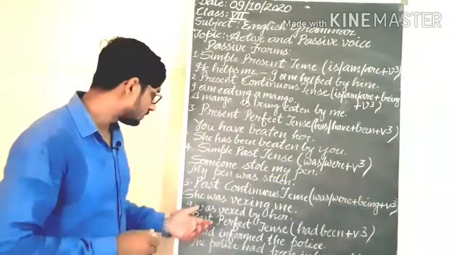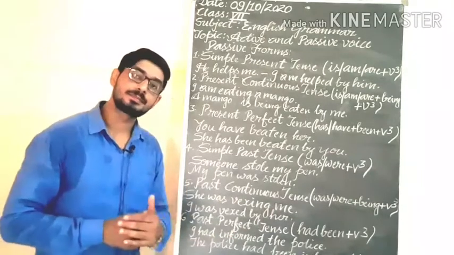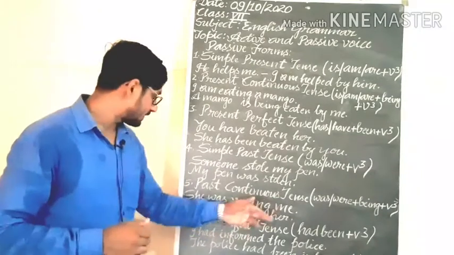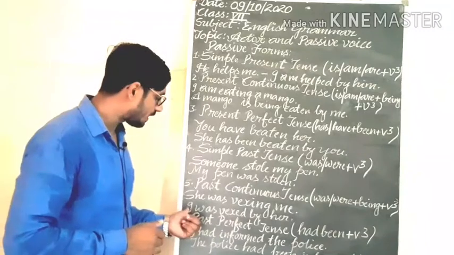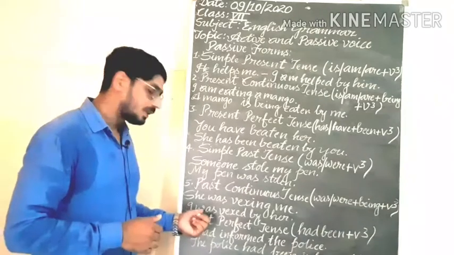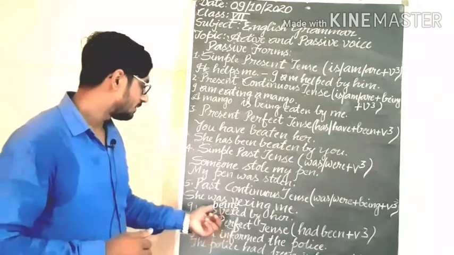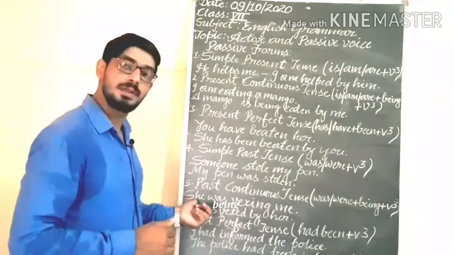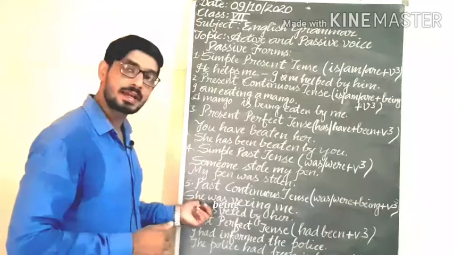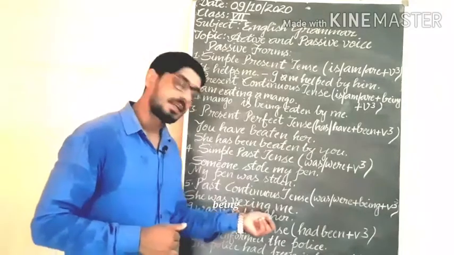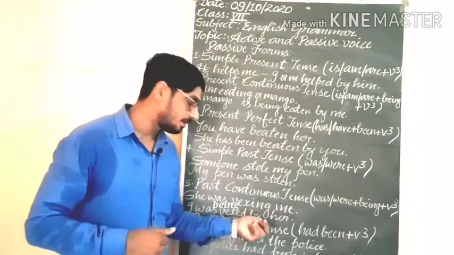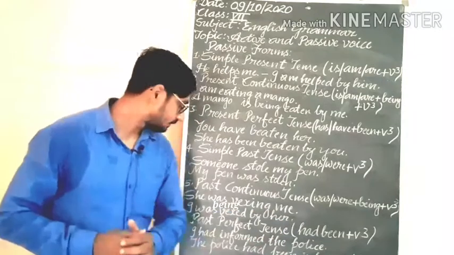Understand? So, she was waxing me. Me is the object, so it will be the subject. I was, with I we will use was. Third form, waxed, by. She will be changed. The subject of active voice will be the object in passive voice. We will include it here: by her.